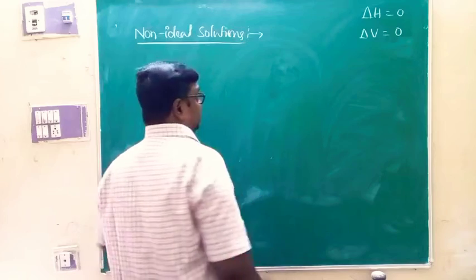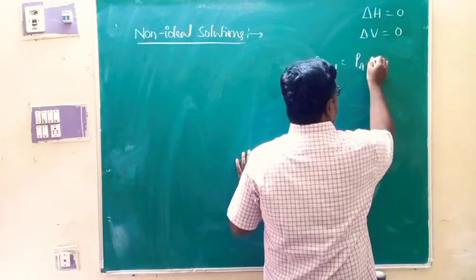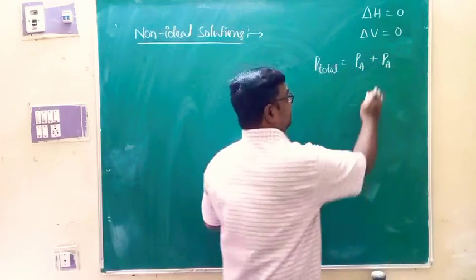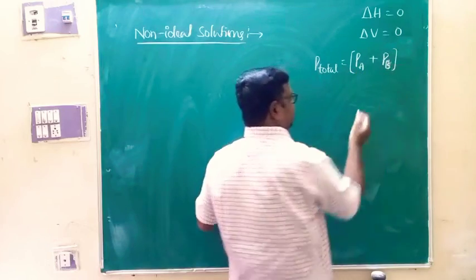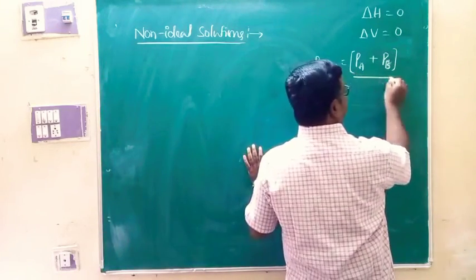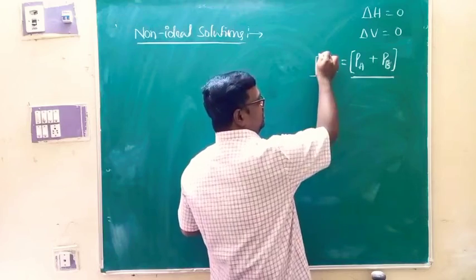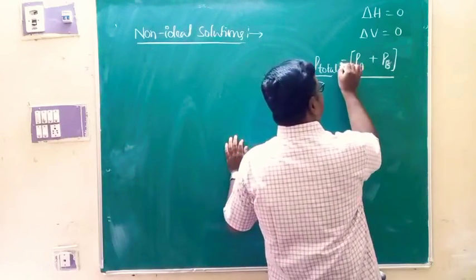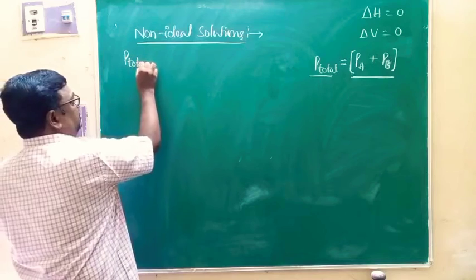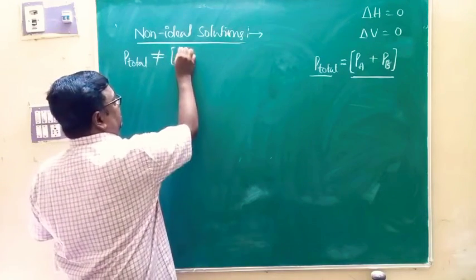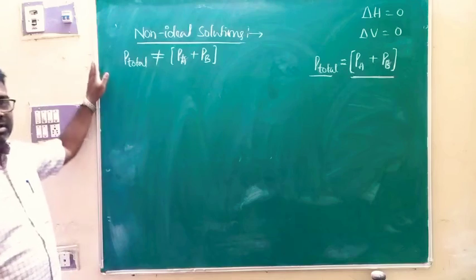In the case of ideal solutions, the total vapor pressure of the solution is equal to the vapor pressure of the solution as predicted by Raoult's law. This is the total vapor pressure of solution predicted by Raoult's law, and this is the total vapor pressure of solution calculated from the experiments. If both are the same, then that solution is called an ideal solution, right? Whereas in the case of non-ideal solutions, the total vapor pressure of solution is not equal to the vapor pressure of solution as calculated by Raoult's law. So this is the nature of non-ideal solutions.